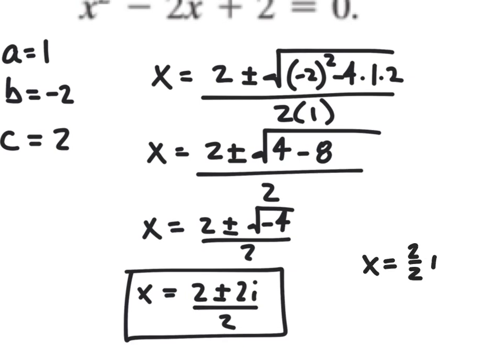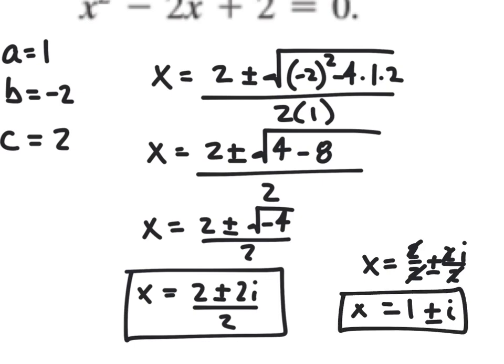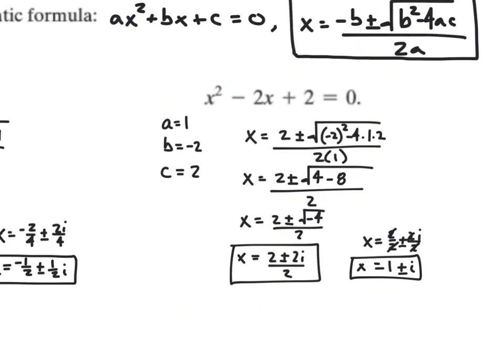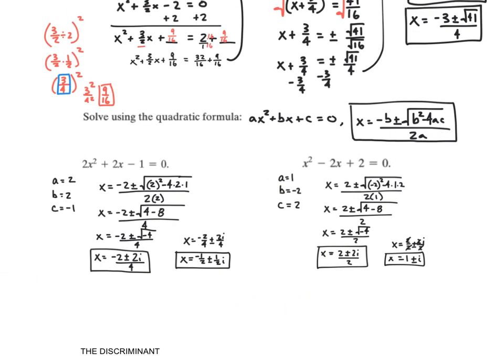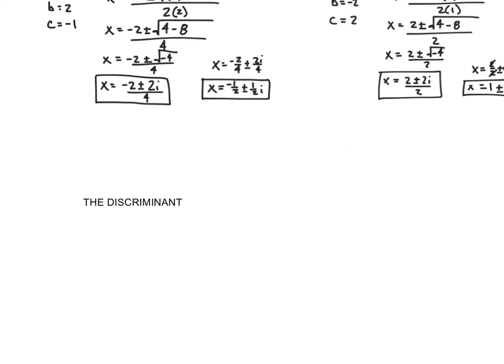You could leave it like this, but this one really simplifies down to x equals 2 over 2 plus or minus 2i over 2. So 2 over 2 goes to 1, 2 over 2 goes to 1, so 1 plus or minus i is our answer. And that's how we get that. On the ones in the homework, I don't think that they have as many imaginary numbers, but that's the idea.